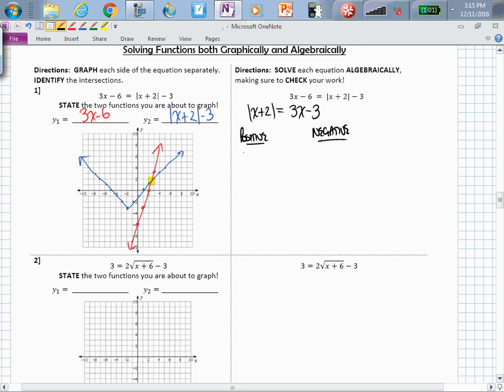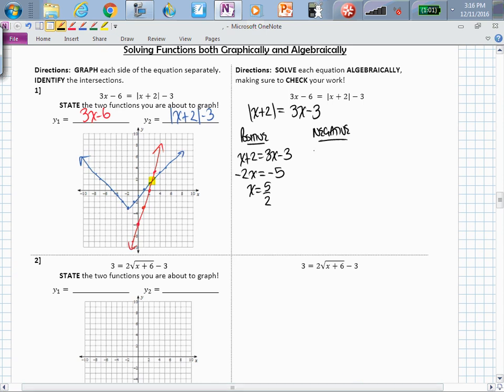This is very important. So it's going to be x plus 2 equals 3x minus 3. This is negative 2x equals, move this over, negative 5. x equals 5 halves. So it looks like it's 2.5, and that's what it looks like on here. But just in case, again, I graphed things wrong, I have to do the negative case. So x plus 2 equals negative 3x plus 3. I can either change the signs here or change the signs here, it doesn't matter. 4x equals, I'm going to subtract this over, 1, x equals 1/4.